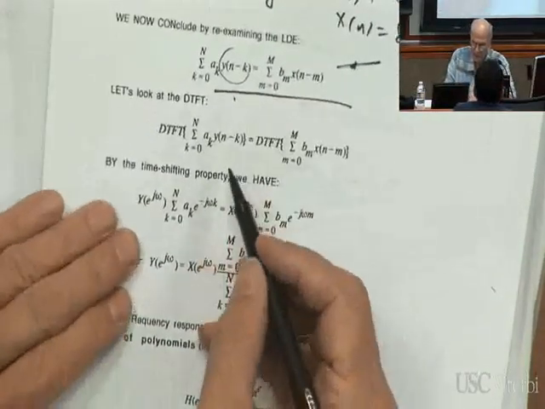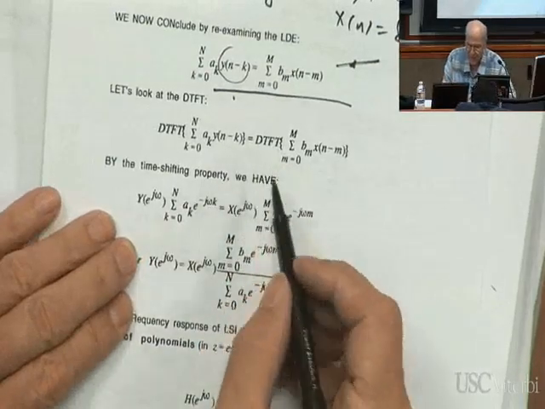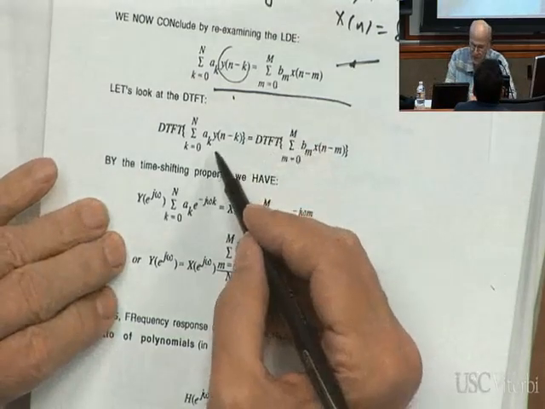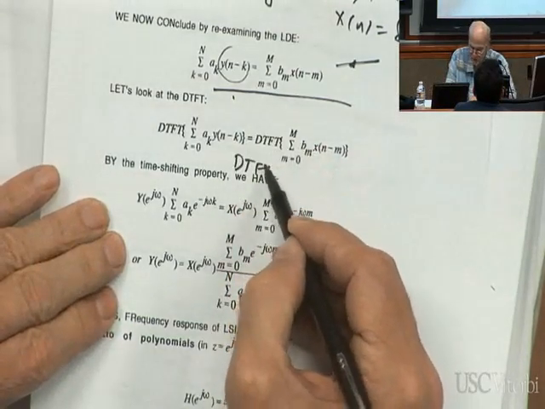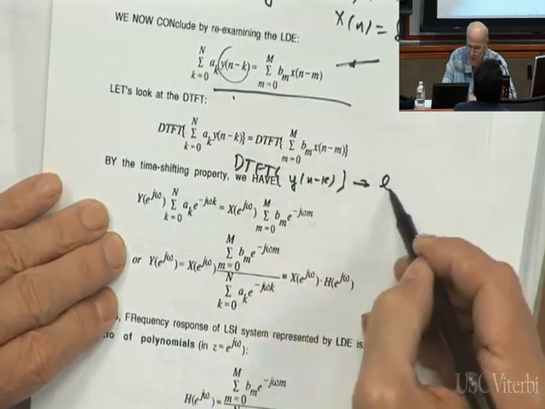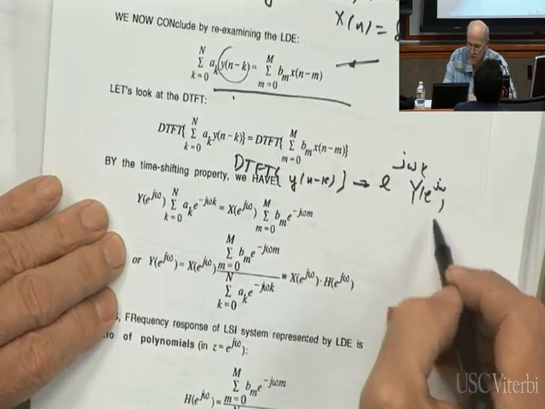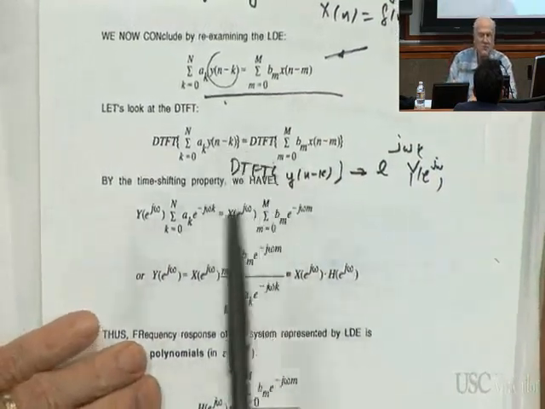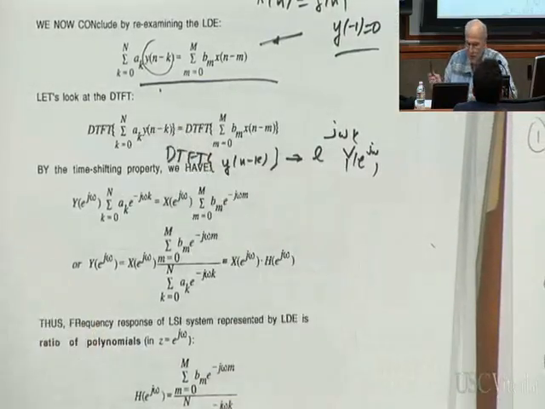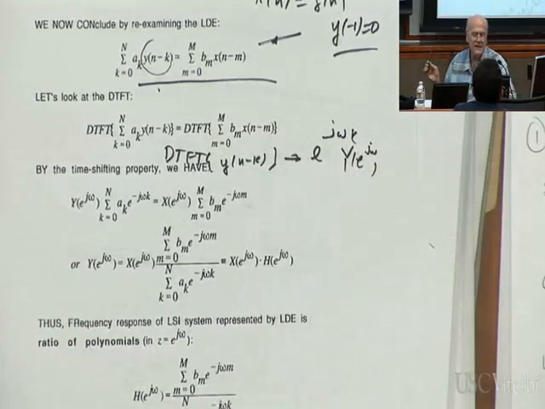Because of linearity, I can take the DTFT inside the sum. And what is the DTFT of y of n minus k? It is just e to the minus j omega k times Y of e to the j omega. So all these terms, when you go to the frequency domain, which are these time shifts, are each e to the minus j omega k times a constant term, namely the DTFT of y.